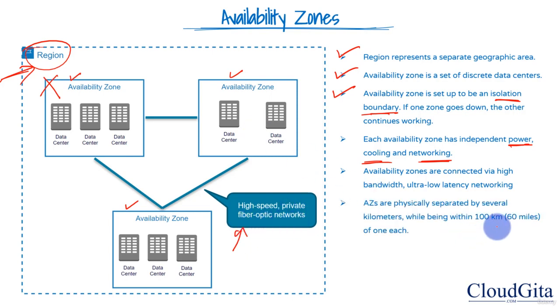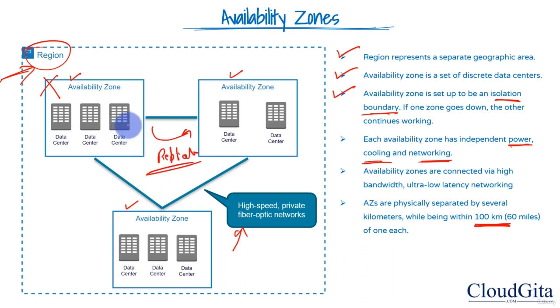So the idea is that these availability zones are separated from each other, maybe like 100 kilometers or so. So if something is wrong with one availability zone, it will not affect the other availability zone. At the same time, the distance is not very far, and so the replication of data is very fast. There is very little latency there.